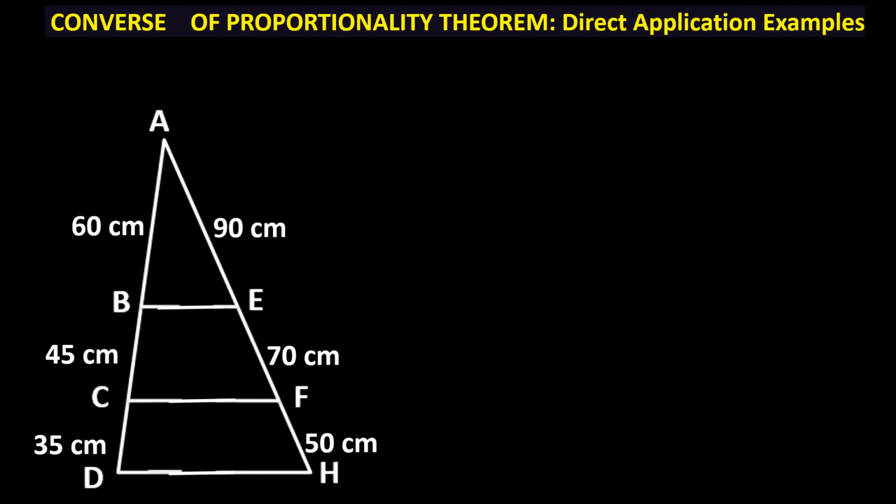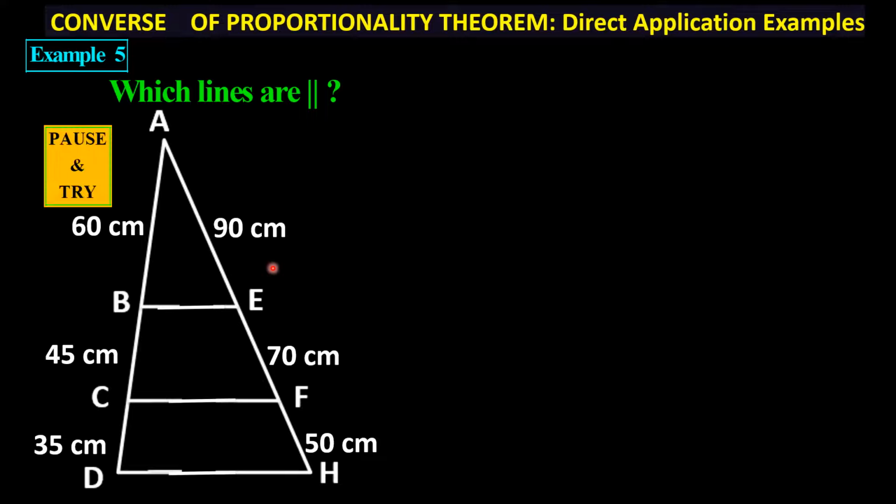Now I'm going to look at one example where we can apply the converse of the proportionality theorem. There we have a diagram with triangle ADH, and B and E are points, and C and F are points, and the length AB is 60. So we are given various lengths there, all the measurements there. Now we are required to determine which lines are parallel to each other, right? So we can use the converse of the proportionality theorem.